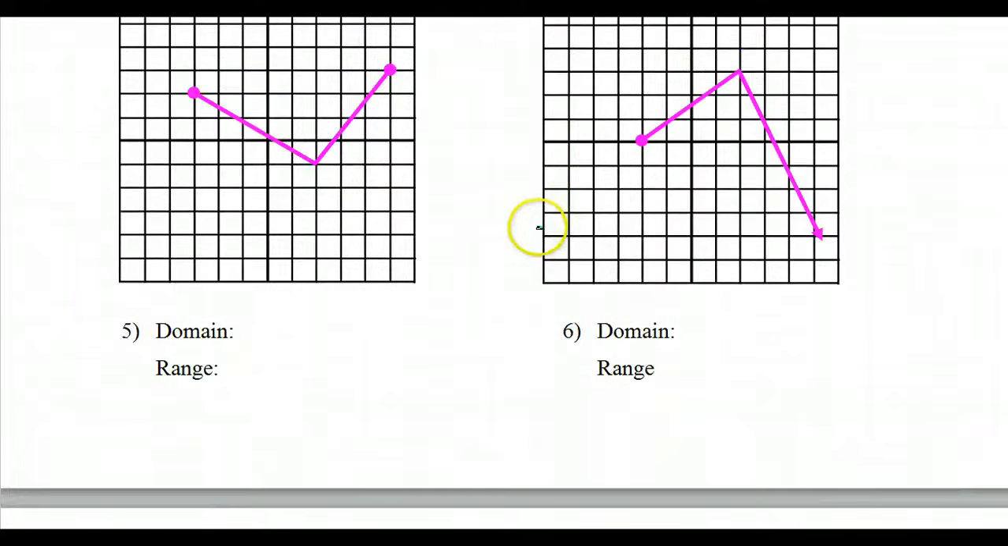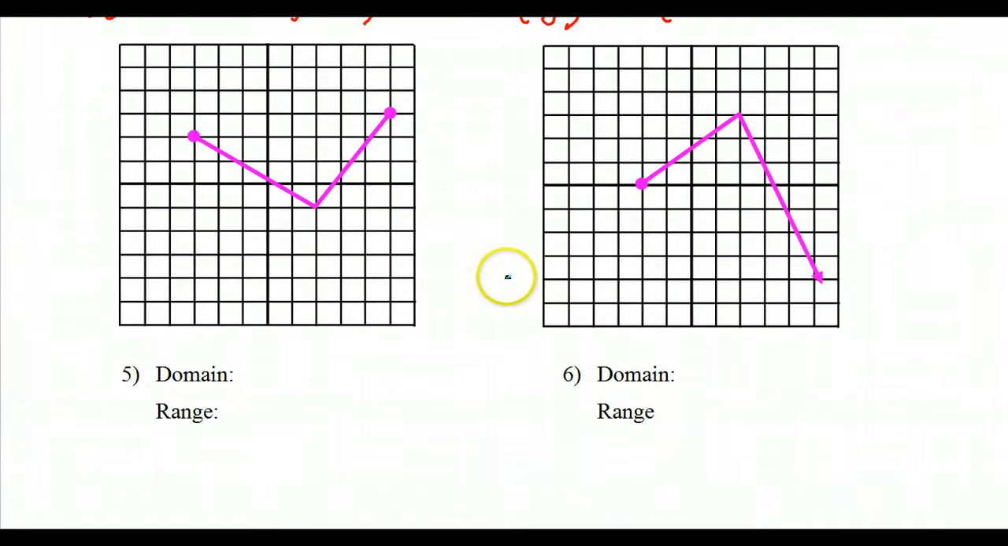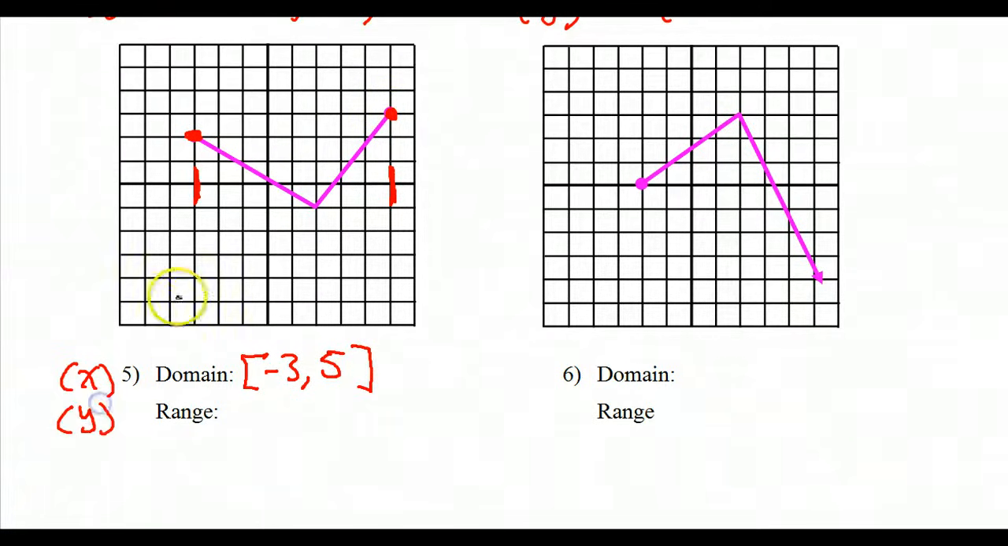Okay, 2 more of these domain range problems. Again, the domain is going to be your x values. That's how far left, how far right. So this is how far left it goes, and this is how far to the right it goes. So the domain will be from negative 3 to positive 5. Square brackets because these endpoints are included. So that's the domain.